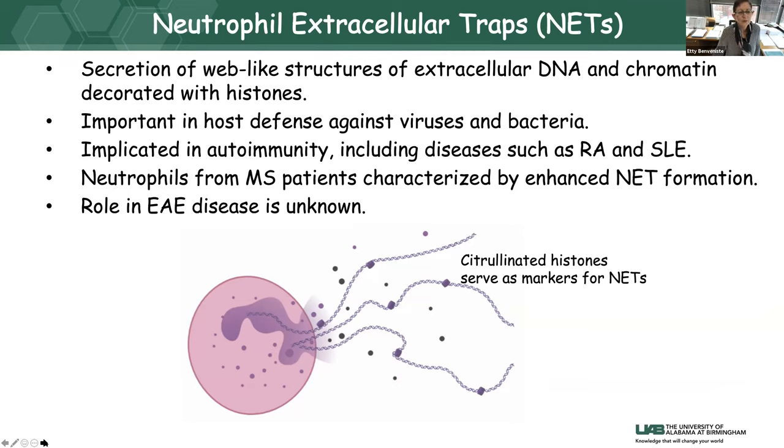However, they've also been implicated in a number of autoimmune diseases, including rheumatoid arthritis and lupus. Now, what do we know about NETs in the context of MS? Well, not much, other than, again, circulating neutrophils from MS patients are characterized by enhanced NET formation, but we still don't know what that really means in terms of functionality. And any possible role in EAE disease is unknown.